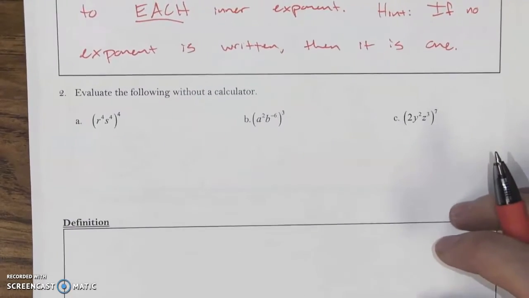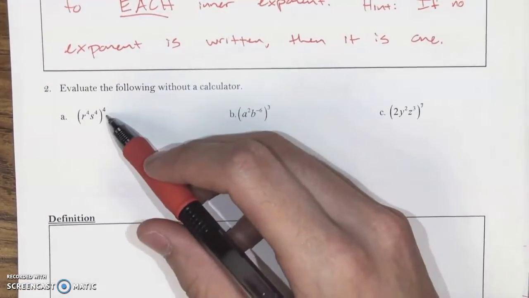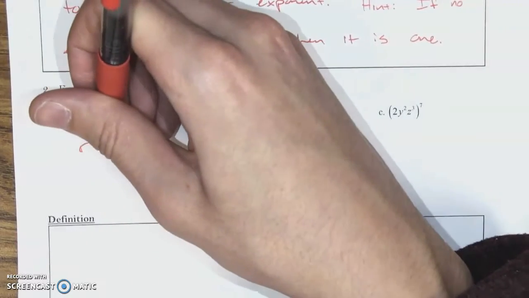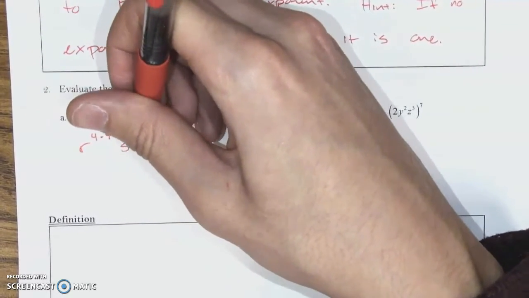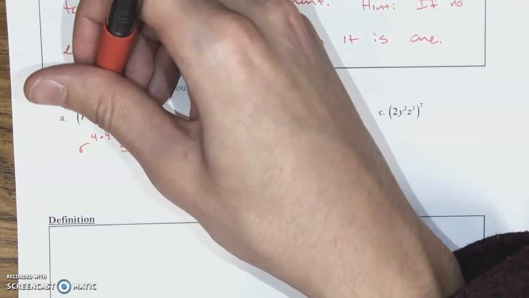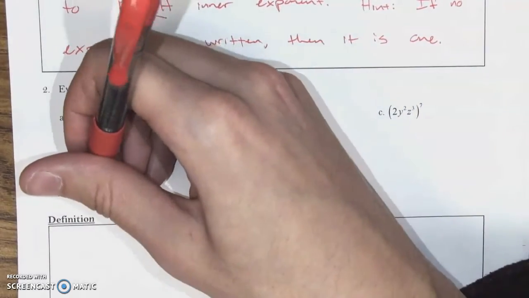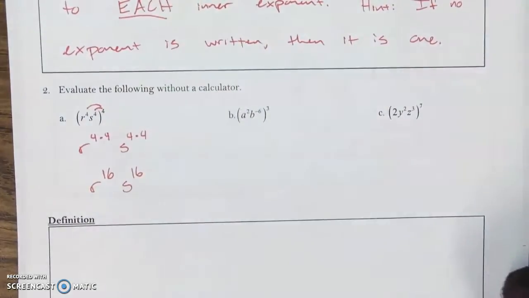Let's take a look at this. Here we have r to the 4th, s to the 4th, all raised to the 4th power. This is the same as r to the 4 times 4 times s to the 4 times 4. We can distribute that exponent. So here we have r to the 16th, s to the 16th. That's our solution.